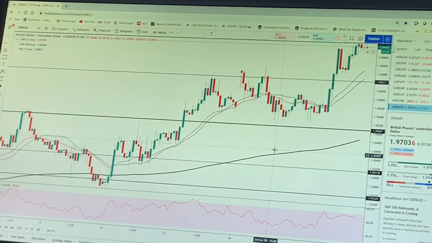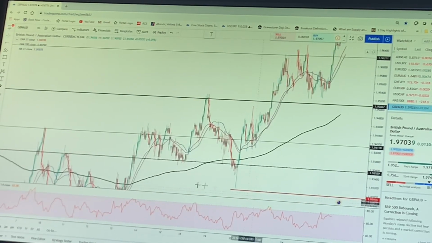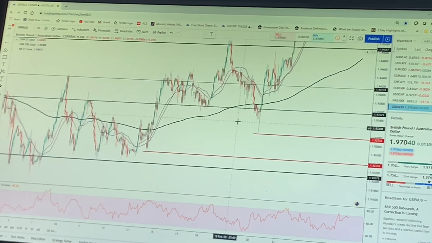So go back, practice identifying SNR. Do it over and over and over again until you get it.